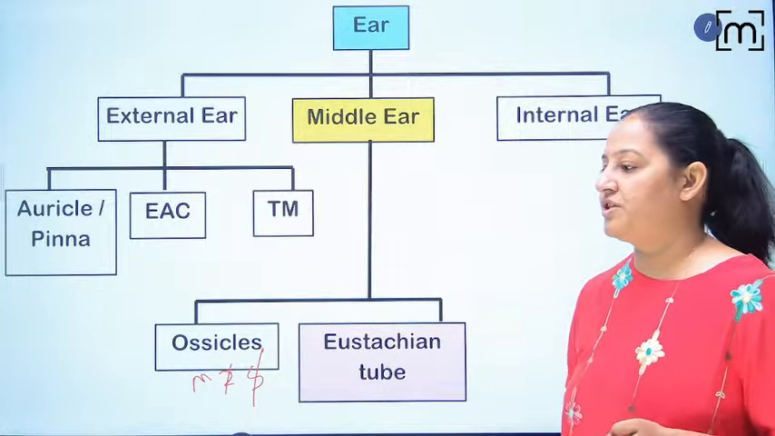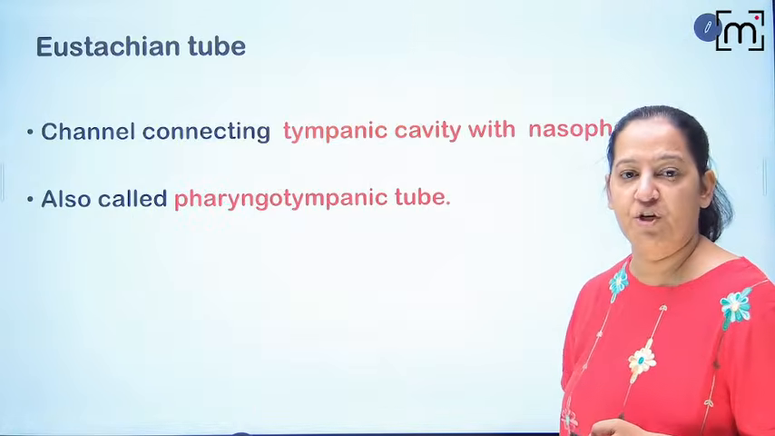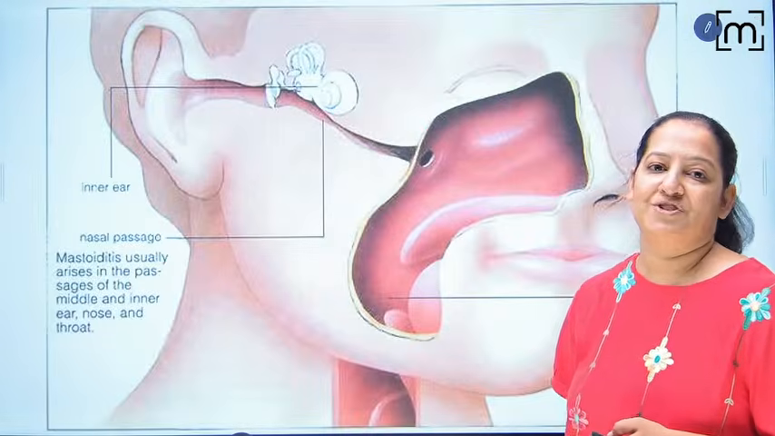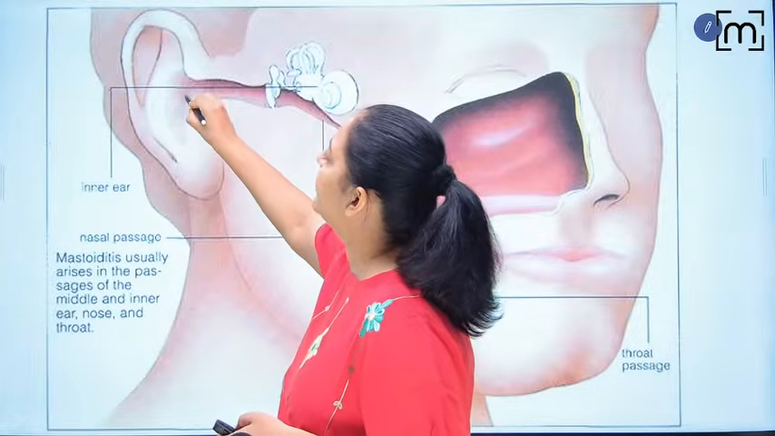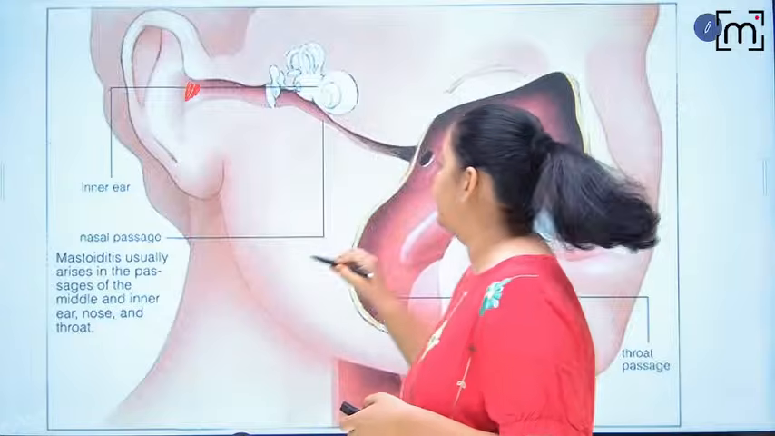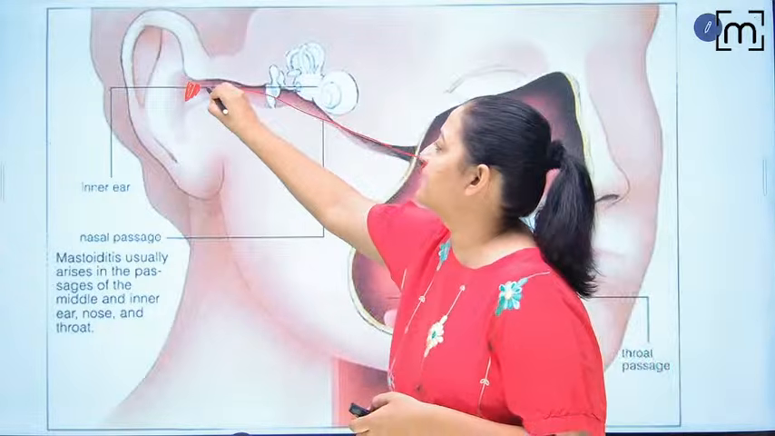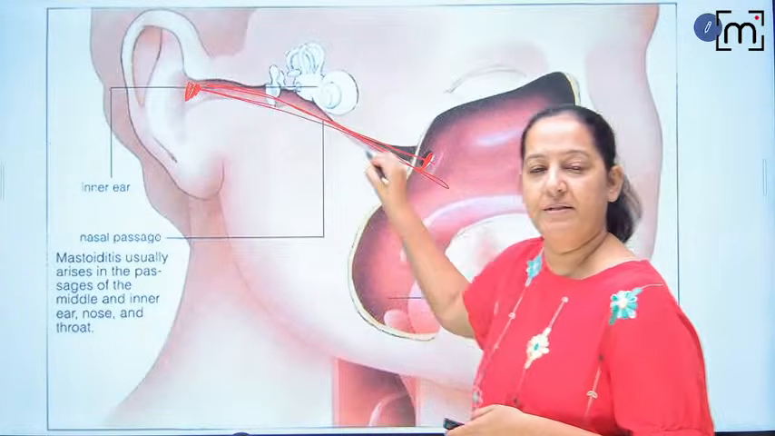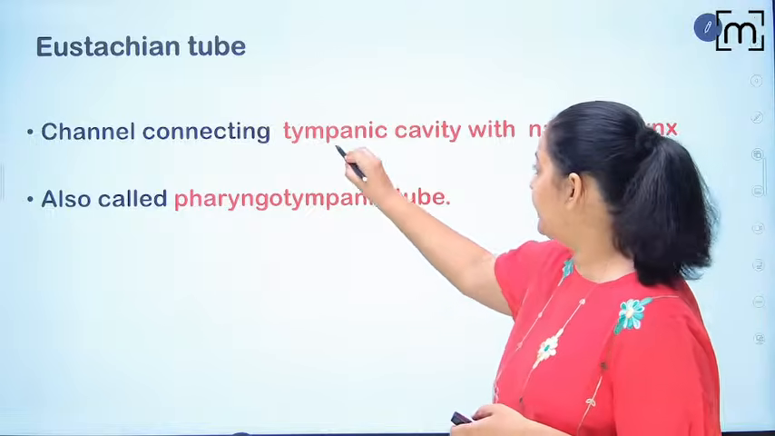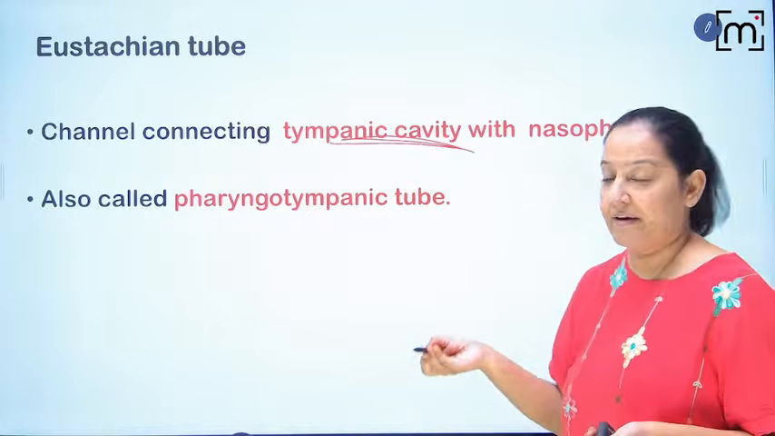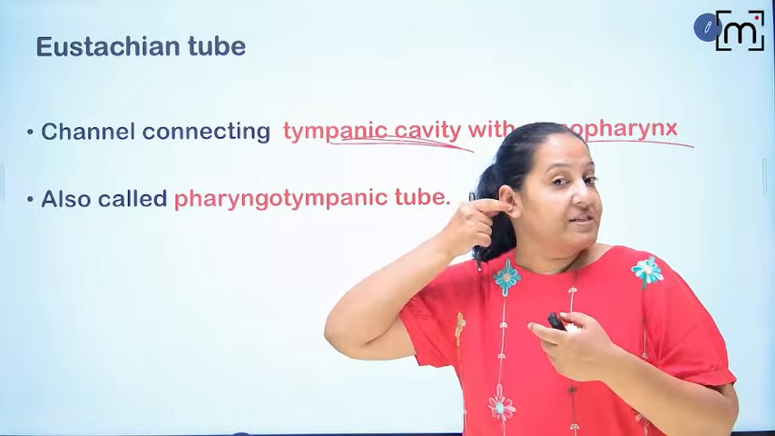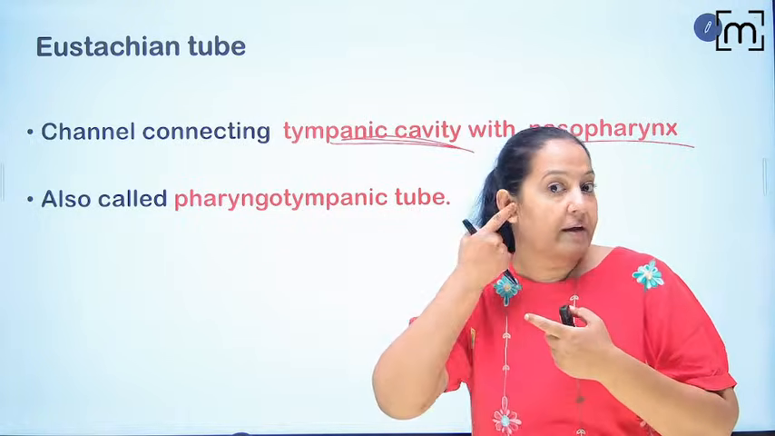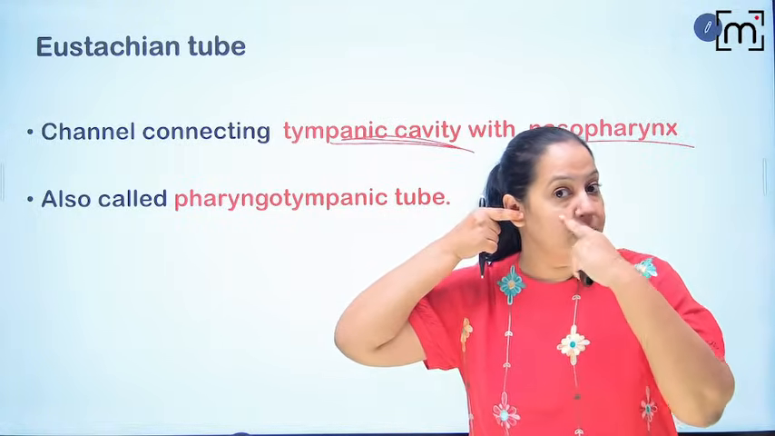Now coming to the eustachian tube, people. What is the eustachian tube? This is the eustachian tube. Can you see this one? It's a connection between the middle ear and the nasopharynx. Appreciate this tube. It's the connection between the middle ear, the tympanic cavity, and the nasopharynx. So we have a tube over here which is connecting our middle ear, not the external ear. Inside we have the middle ear and inside the nose we have the nasopharynx.